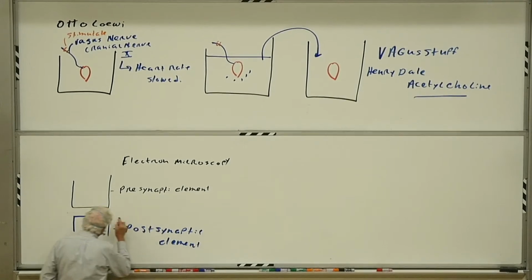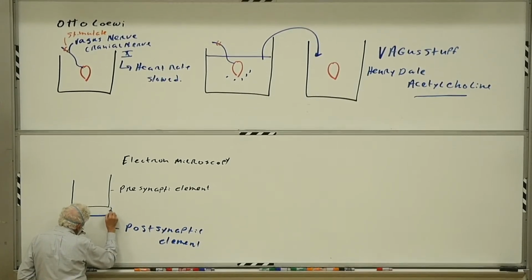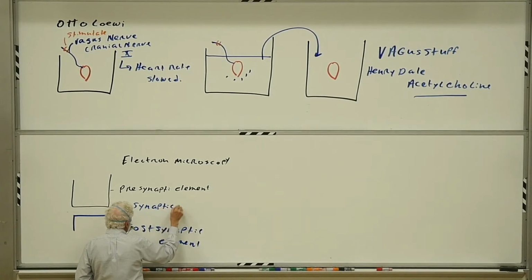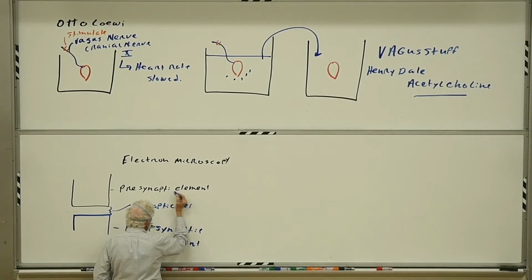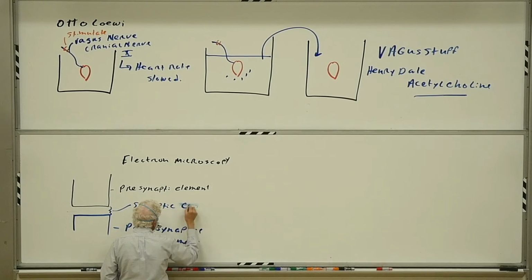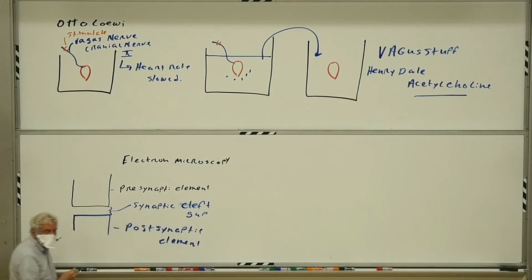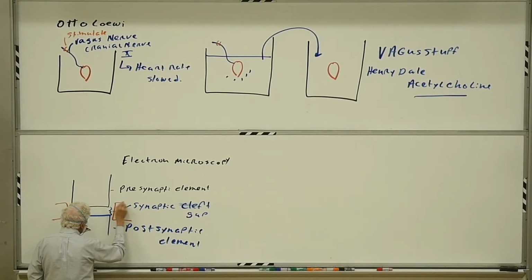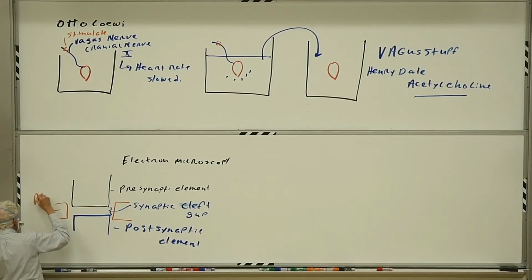And always, always, always, between the two, there was this gap called the synaptic cleft. Sometimes you'll see it known as the synaptic gap. But there was a space. We talked about this earlier. In the central nervous system, this would be surrounded by an extension of the astrocyte.